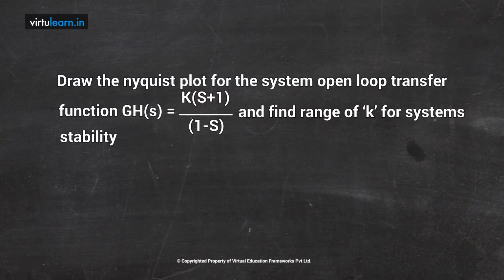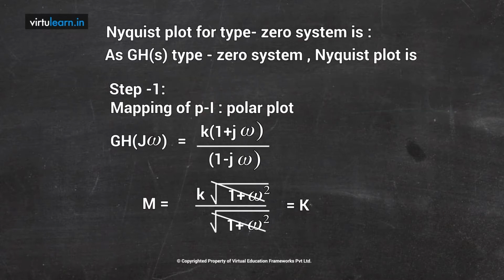As in any other problem, here also we have the open loop transfer function GH of s. Look at the open loop transfer function. GH of s is K into (s plus 1) by (1 minus s), and it is a type 0 system. We will write the magnitude and phase angle first of all. Substituting s as j omega, GH of j omega is K into (1 plus j omega) divided by (1 minus j omega).